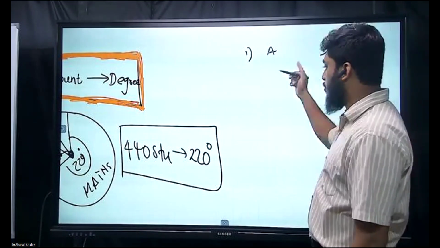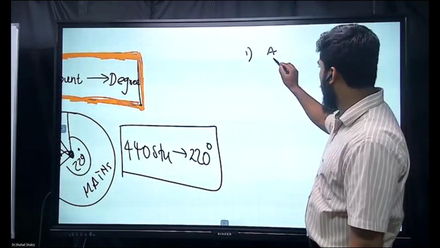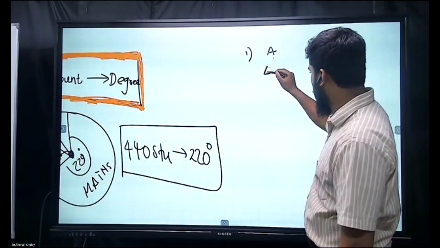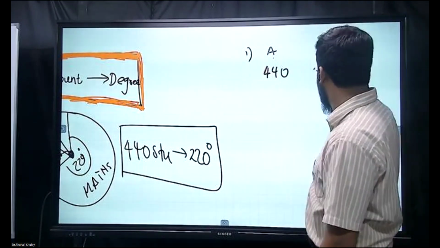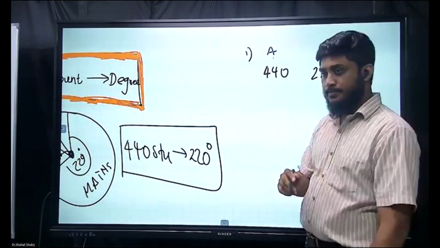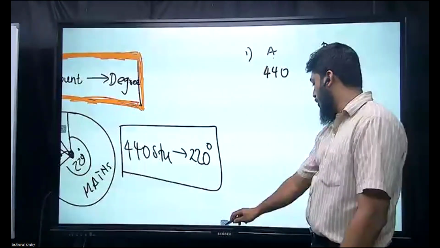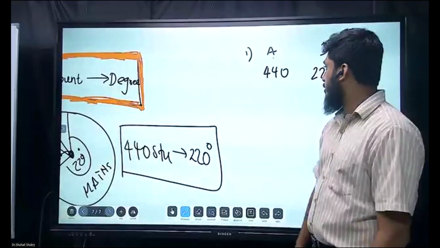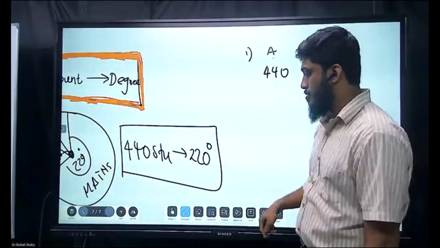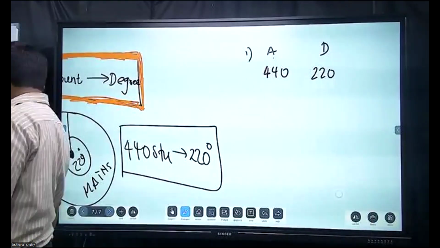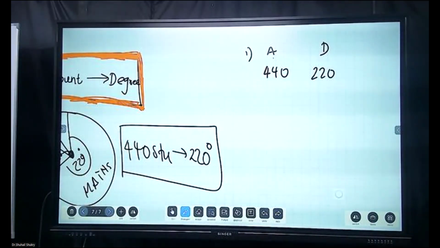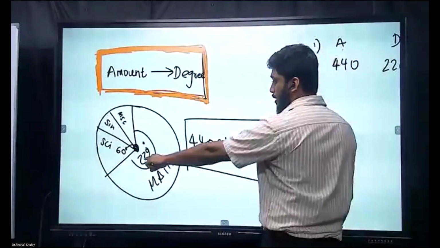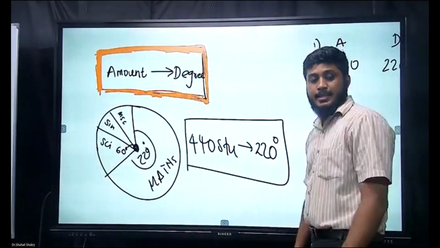In this, always first you have to put the golden box. What is the amount? 440. Amount is 440. What is the degree? 220 degrees. That is the degree; no need to mention the degree mark. 440 and 220. Second, you have to put the question they ask. How many students like science? Students. Do you know the degree of science? Yes, it is 60 degrees.